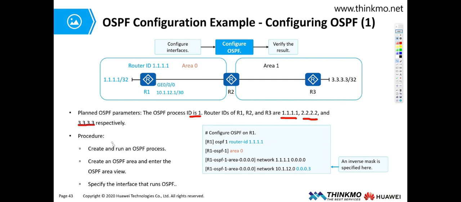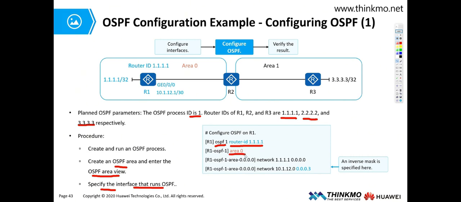During this process, we first need to create an OSPF process, and then after the process, we create an area and enter into the area. Then we announce our interfaces. In this process, first we create the OSPF 1 process, and at the same time, we assign it a router ID. If it's R2, then it's 2.2.2.2, and if it's R3, then it's 3.3.3.3.